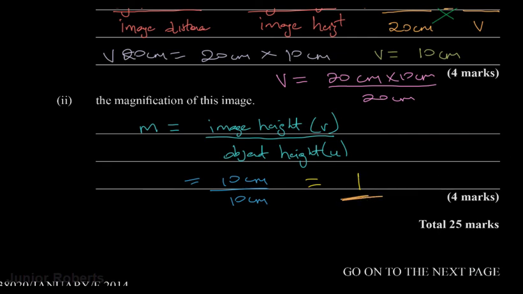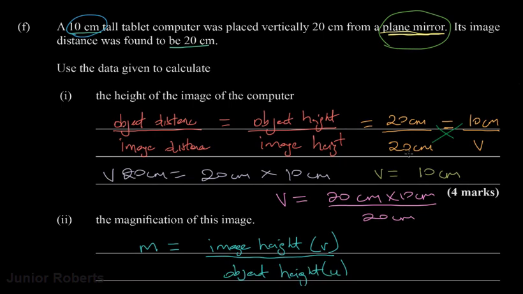Now again, we're dealing with a plane mirror, so we expect the magnification to be 1. Since we said before that the image height, which is what we calculated right here, is equal to the object height, and the image distance, which is 20 centimeters here, is also equal to the object distance.